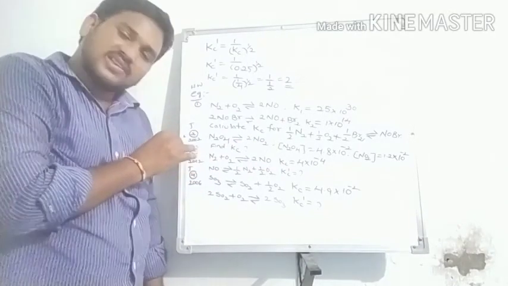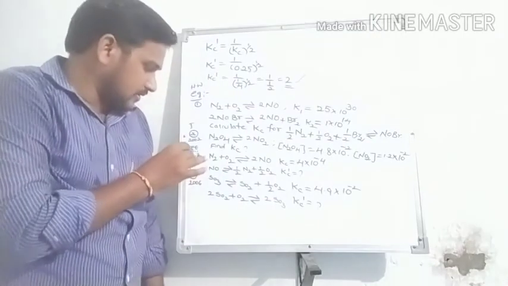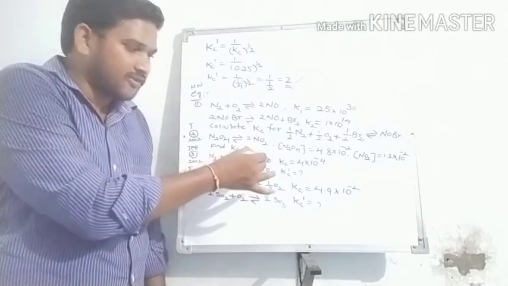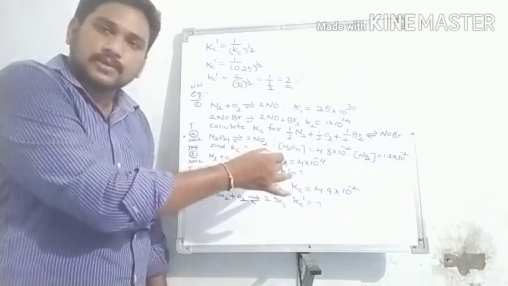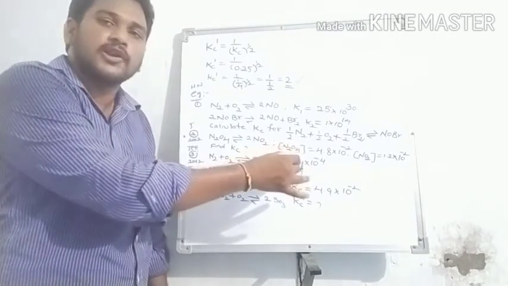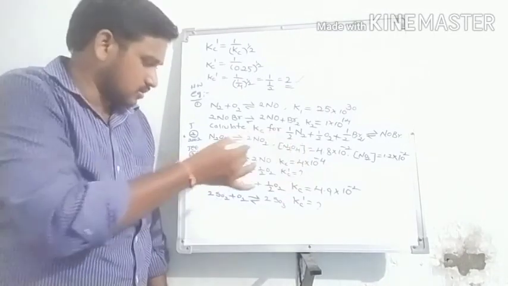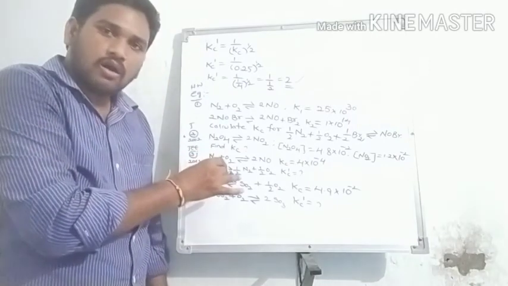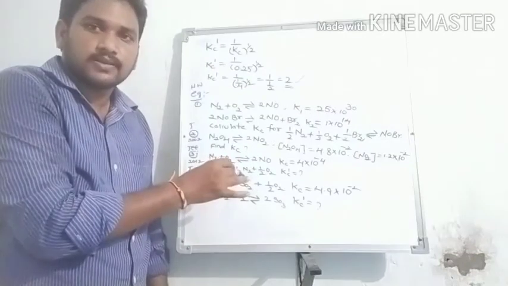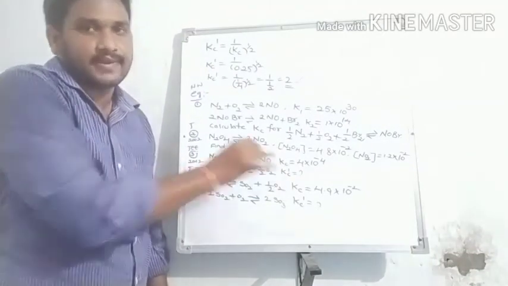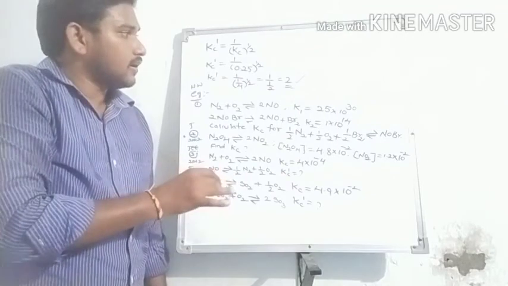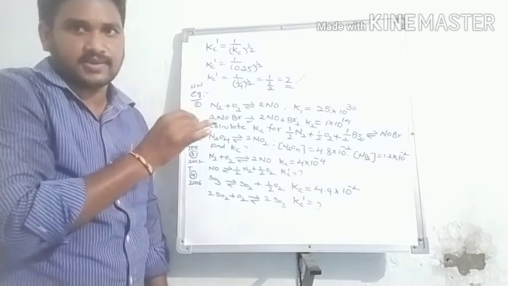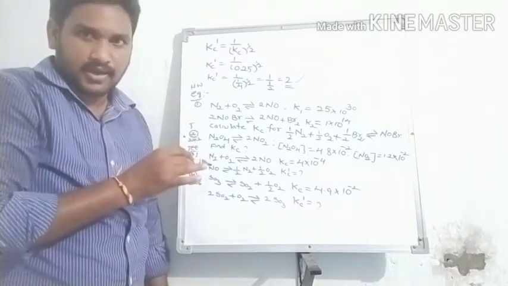Third question is from JEE Mains 2012. The question is N2 plus O2 goes to 2NO, where Kc is supplied as 4 into 10 power minus 4. And one more reaction is NO going to half N2 plus half O2. Find the Kc dash. Again, the above problem is based on the Kc and Kc dash relation, already discussed.